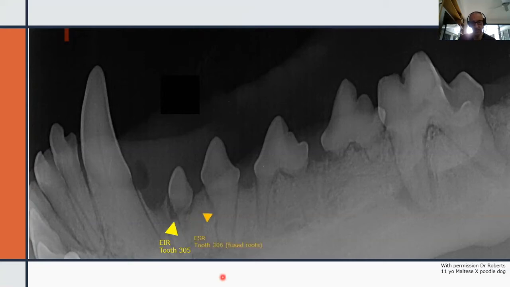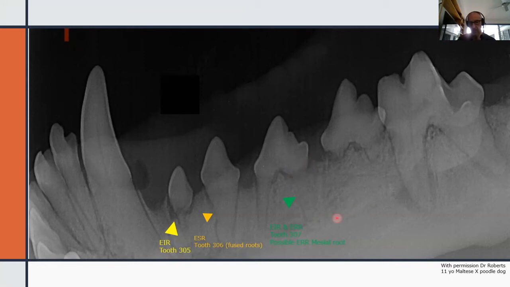In the next tooth, 306, first of all, we have some fused roots, so it's normally a two-rooted tooth, but you can see there's surface resorption. So the periodontal ligament is intact, but there's resorption of tooth structure there. The next tooth, tooth 307, has a combination of inflammatory resorption and external root resorption as well. So you can see root resorption or replacement resorption occurring here. But you can also see that there is some resorption occurring at the crestal bone level in the root, and that will be associated with gingival inflammation.